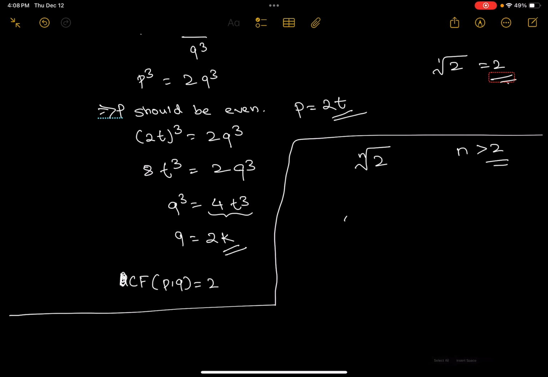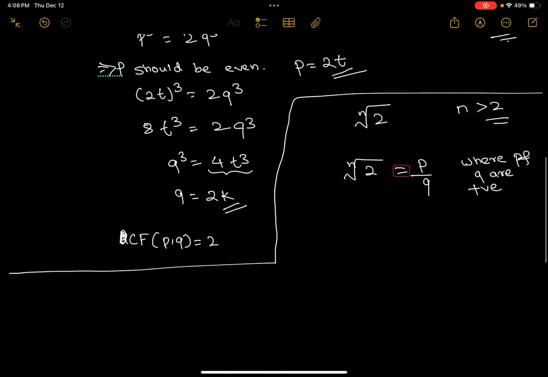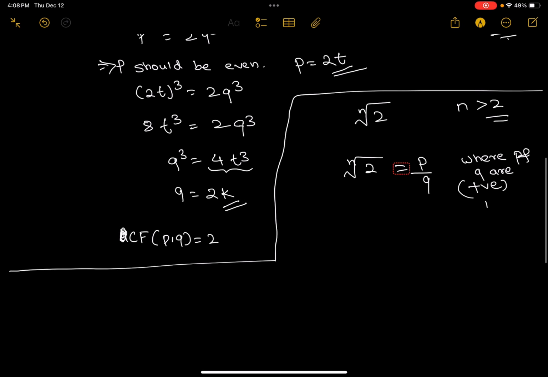In this way also, first of all, we assume that we can write it as a fraction p by q, where p and q are positive integers, because that's the definition of rational numbers, right? Now we have assumed that this is a rational number, and we have used the definition of a rational number.